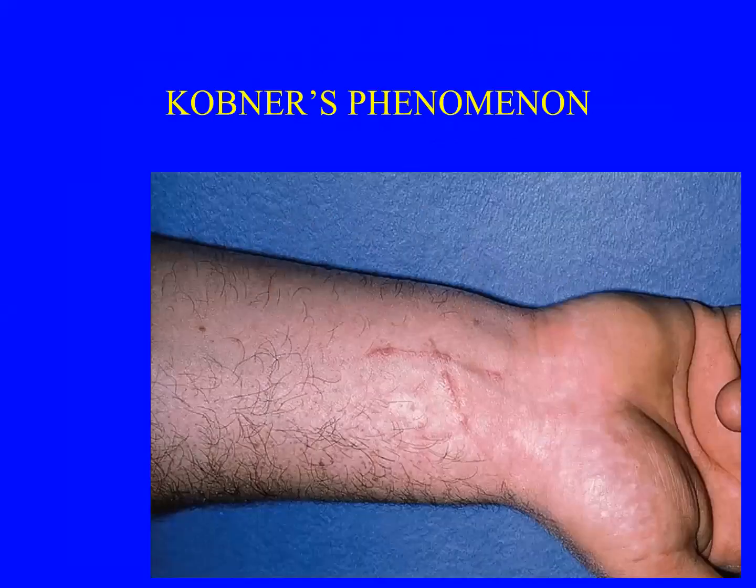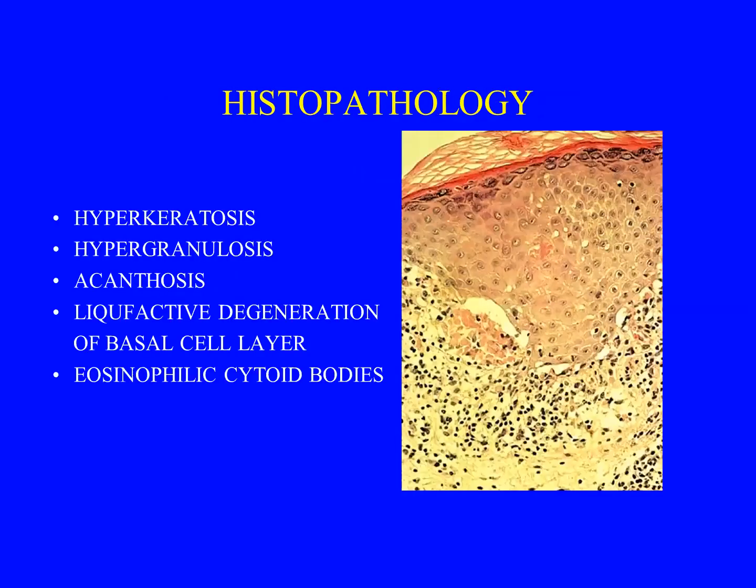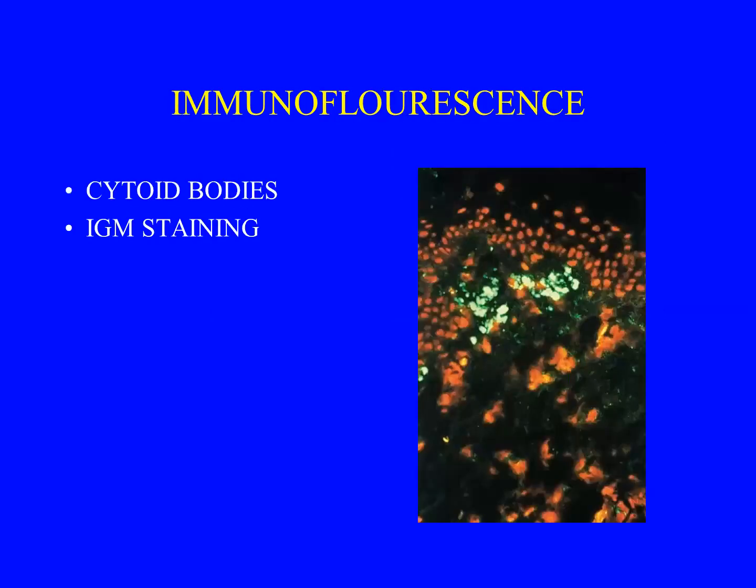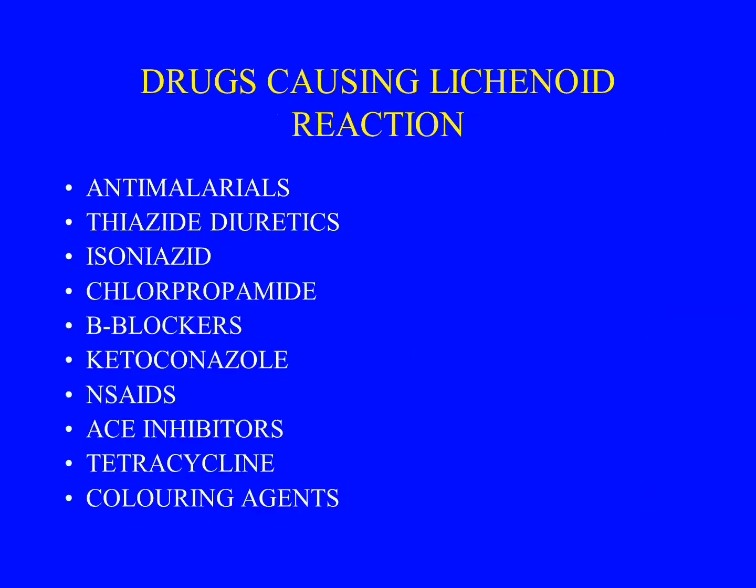Koebner phenomenon. Now, we did that in the viral infections as well. Koebner phenomenon means that development of similar dermatological disease at any place of trauma in a person who has that particular disease. Histopathology: disruption of the basal cell liquefaction and presence of abundant inflammatory infiltrate. Hyperkeratosis, hypergranulosis, acanthosis. Immunofluorescence: cytoid bodies and IgM staining positive.